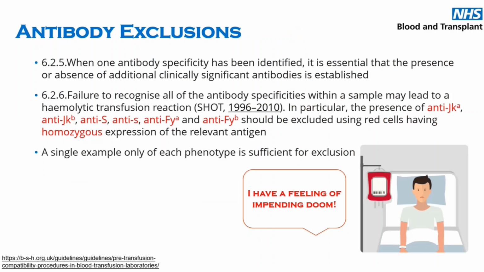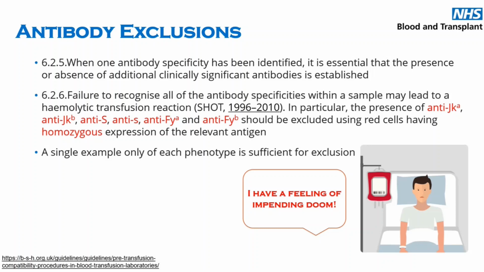So once you've identified an antibody and that patient's got an antibody, it's really important to exclude the presence of any further ones, because if you miss anything, you could have a hemolytic transfusion reaction. So you've got the person sitting in the bed here saying, I have a feeling of impending doom. Apparently that's what patients report when they're having a transfusion reaction. And where people have had these reactions, there's been a failure to exclude these antibodies.